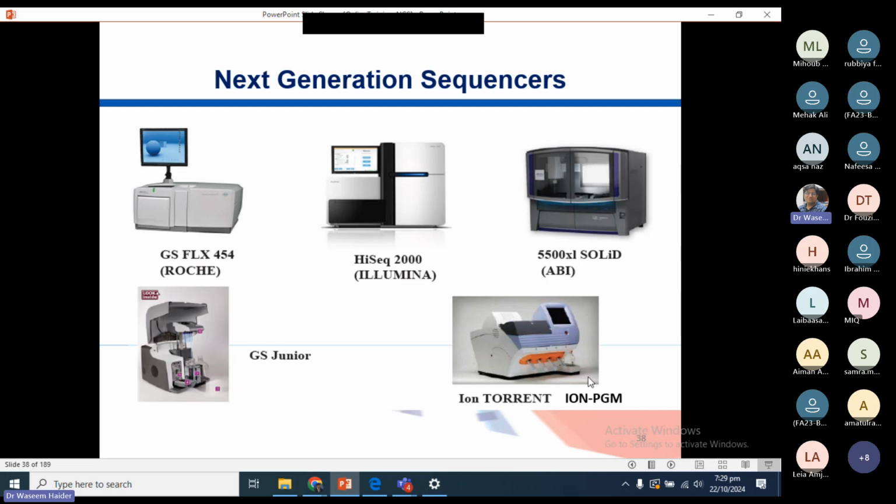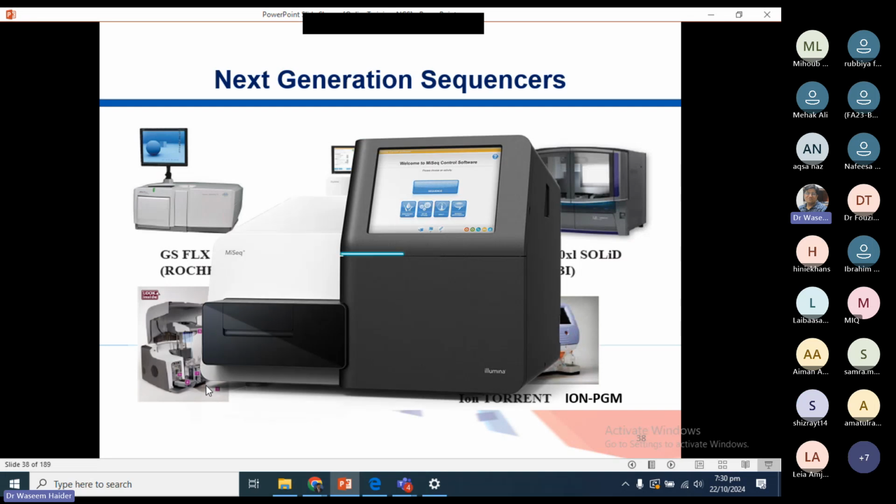Ion Torrent, Ion PGM looks like this. We had it in the region also. I think KRL Hospital has it, and some of the other organizations in the country. I think in Lahore, Lab Genetics company was using Ion Torrent. And the GS Junior is a small system like this MiSeq that is present at multiple locations in our country. That is good for smaller genomes. Its throughput is 16 GB, 16 gigabases.